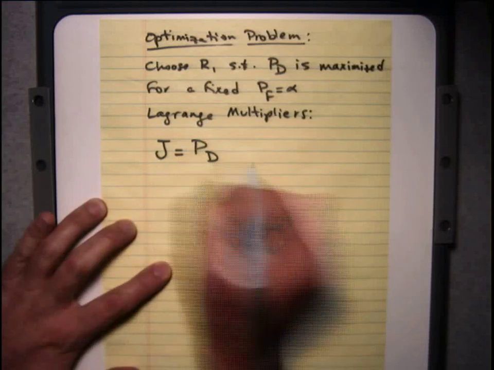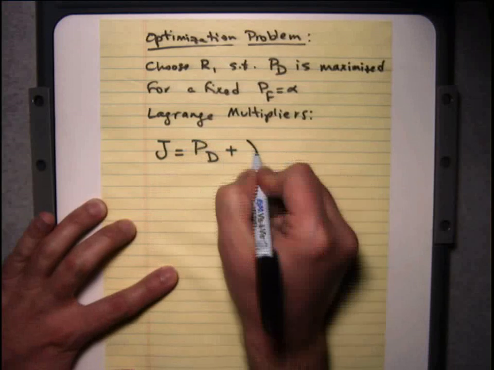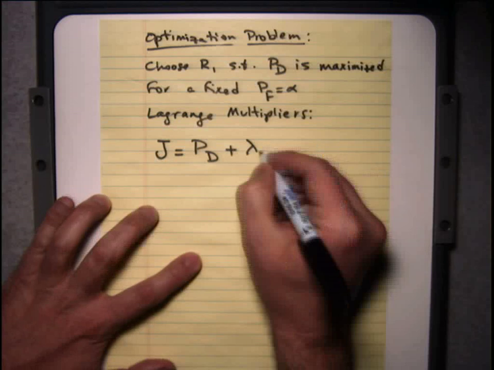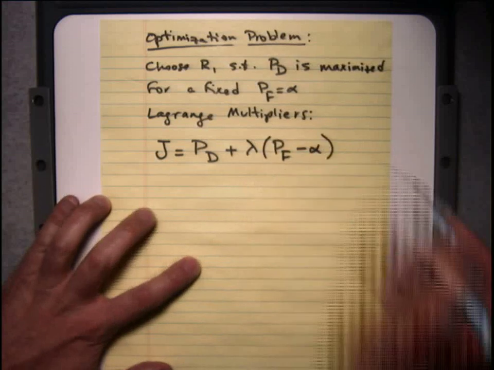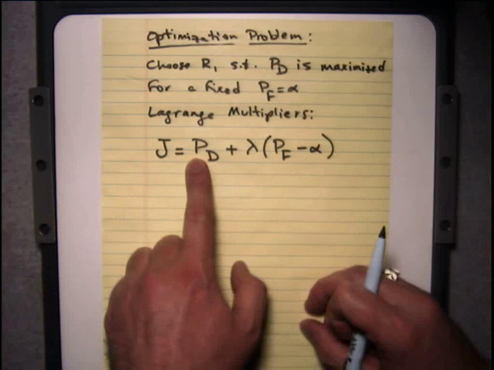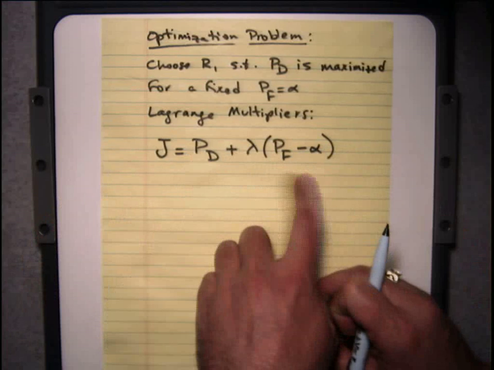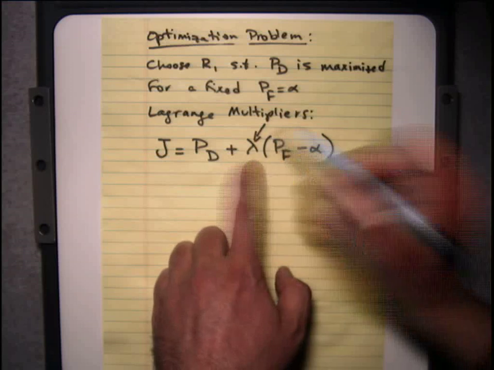Okay, so we make a cost function which is the probability of detection plus some Lagrange multiplier times the probability of false alarm minus alpha. This is the thing we want to maximize, and this is the constraint that we want to satisfy. So we have to solve for lambda here as well, which is the Lagrange multiplier.